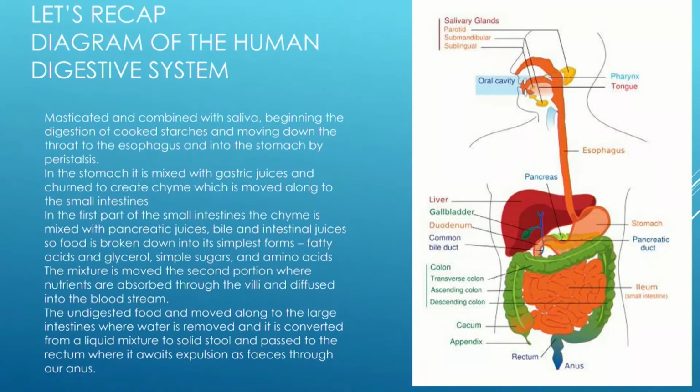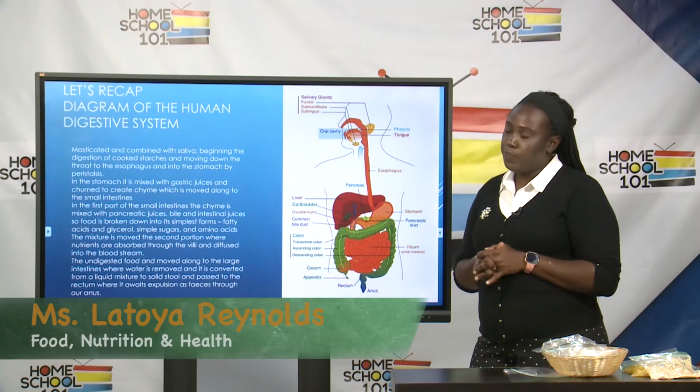In the stomach, it is mixed with gastric juices and churned to create chyme, which is moved along into our small intestines, here shown in orange. In the first portion of the small intestines, we have the introduction of other gastric juices to help to further digest our food. As digestion and the breaking down of this food happens, it is moved to the second portion of our small intestine, where absorption takes place.